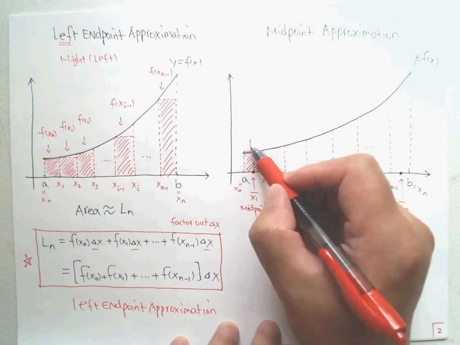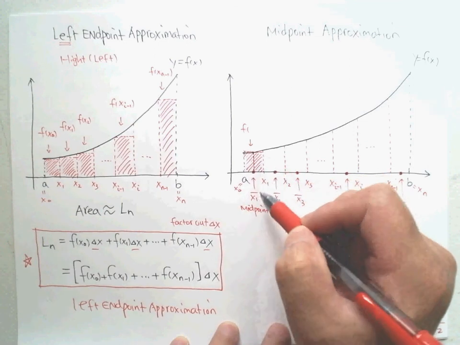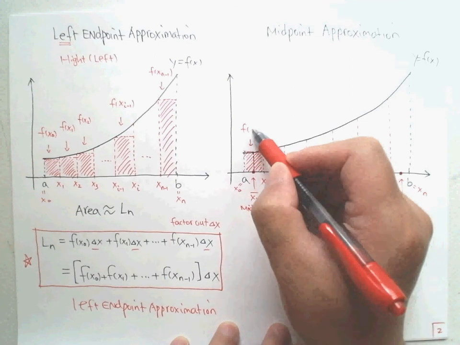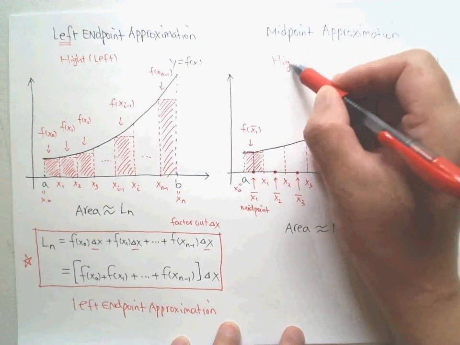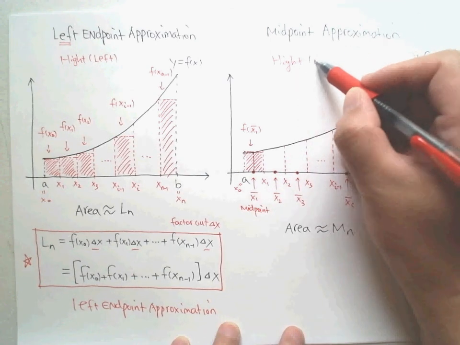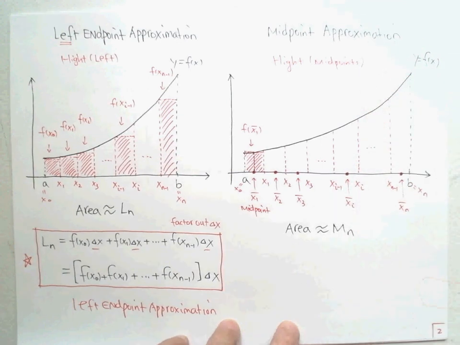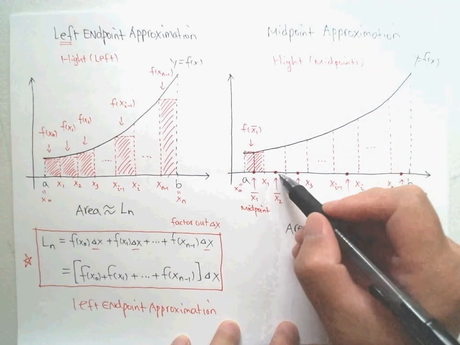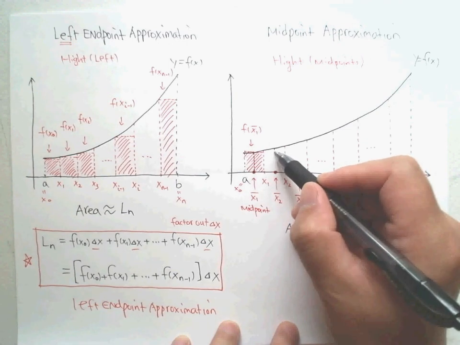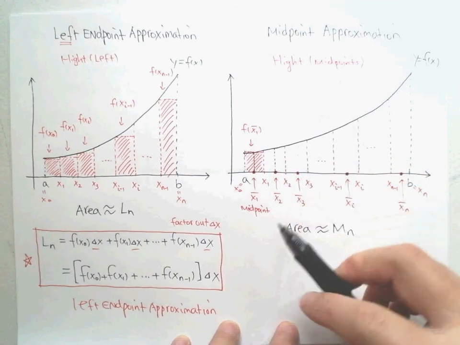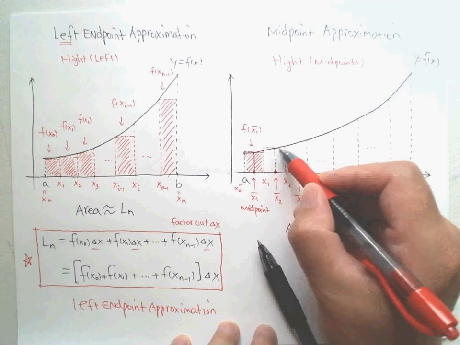This approximation is different, and the height this time is f, not at x0, not at x1, but at x1 bar, the midpoint. So this time the height of each rectangle uses the midpoint, right? We move to the second rectangle. We know x1, we know x2. The average is x2 bar. Find the height. See, this is the height. The same. We use this height.